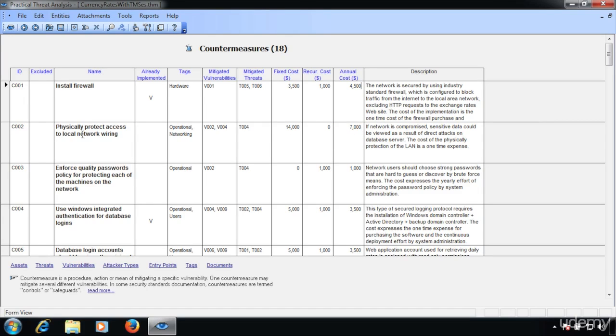Countermeasure 2: physically protect access to local network wiring, the data center room, switches, and router closets. So this is some kind of prepared room to have all of your network devices, hardware, protection devices, and servers all in one room. Now, the cost of implementing this room is going to be about $14,000. Annual cost will be $7,000.